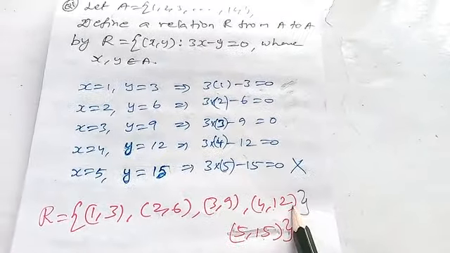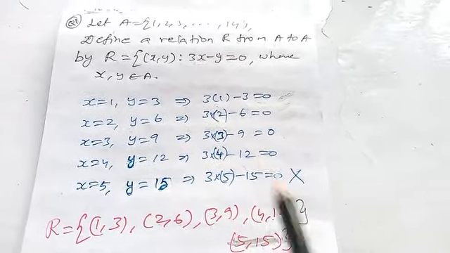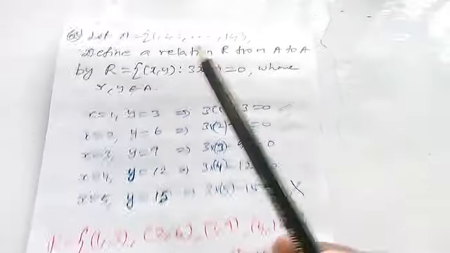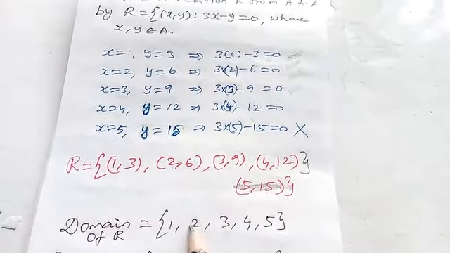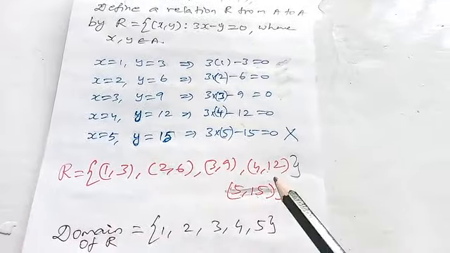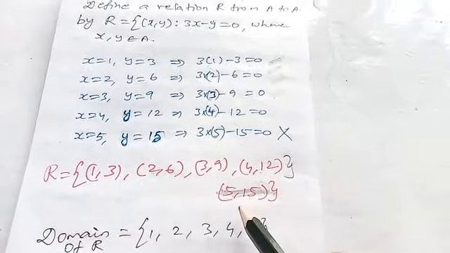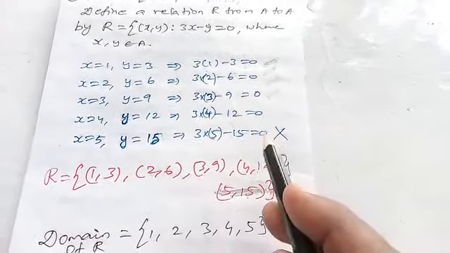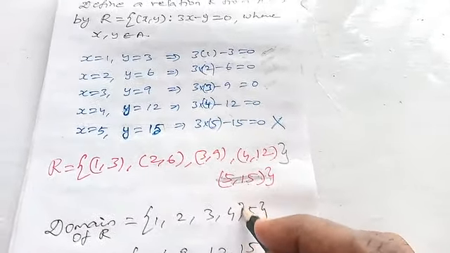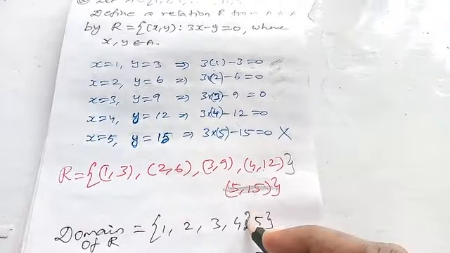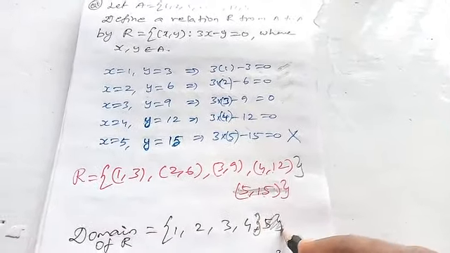Hope you got it, how to find relation. See here they asked. Suppose they didn't ask, let us think about domain. What will be domain of R here? 1, 2, 3, 4 only. Not 5. Domain will be up to 4. 5 will not be there, right? So domain of R will be up to 4.